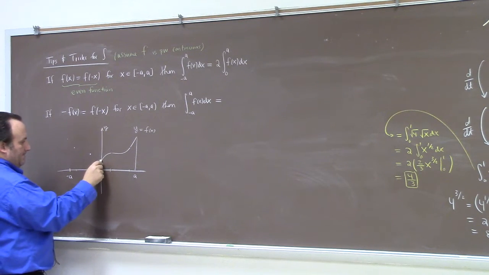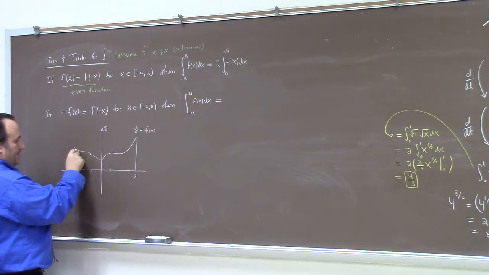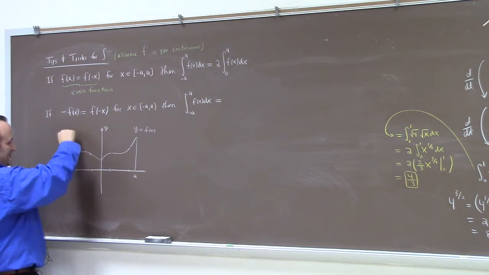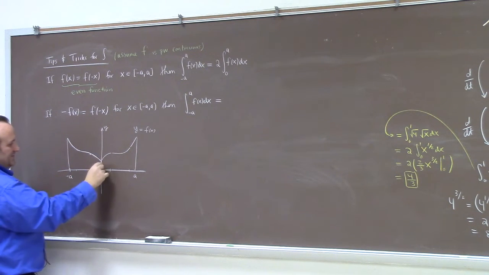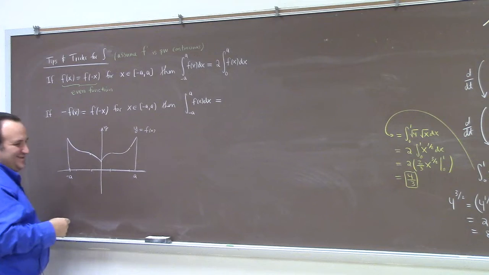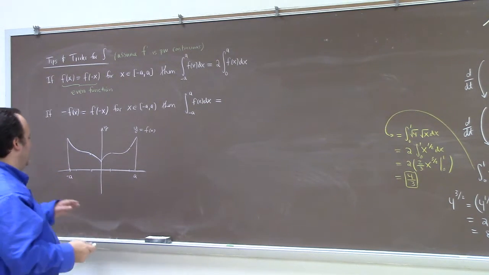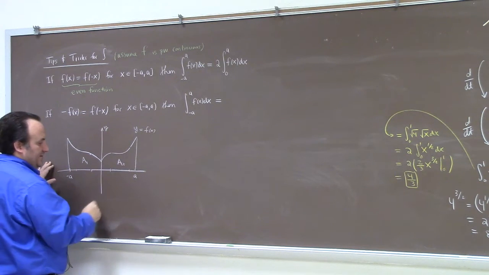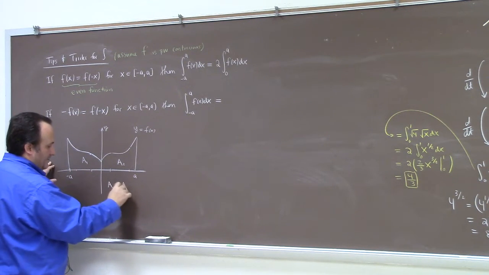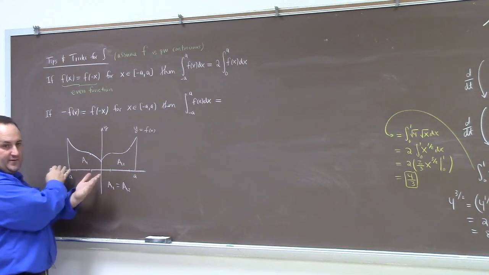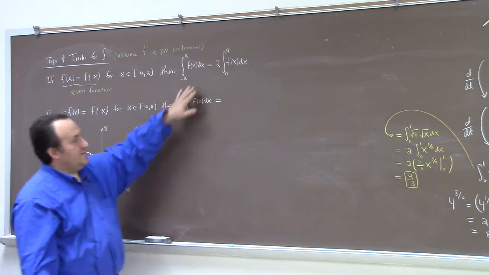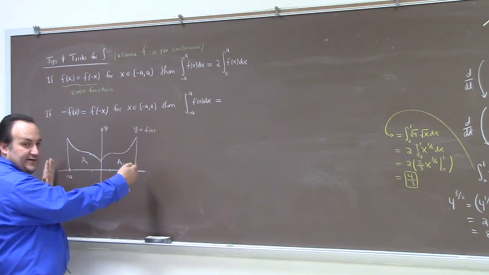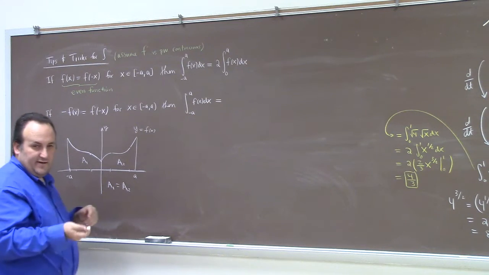I'm not very good at mirroring, but I tried. It's supposed to be the exact same shape. The point is that this area and this area, they're equal, right? It's the same shape, just flipped over. So that's why you can just double the integral from 0 to a to get the whole integral for an even function. But what does the graph of an odd function look like?